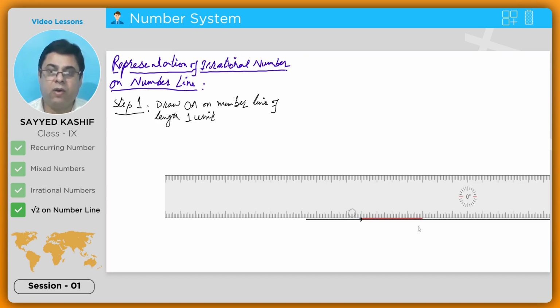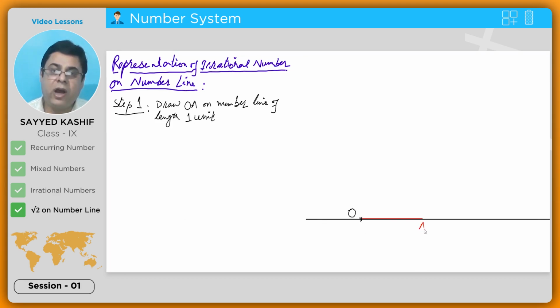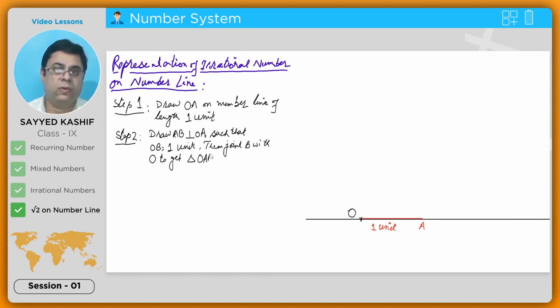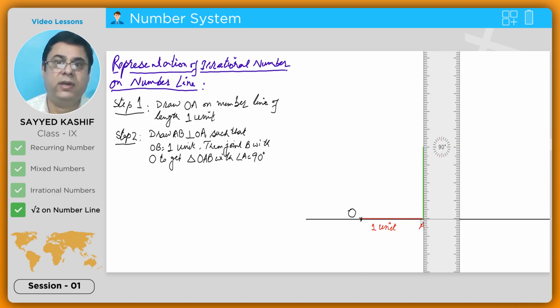Remember it. Now on A, we draw a perpendicular AB such that AB is also equal to 1 unit. That is, in that case, both OA and AB are of 1 unit. AB is perpendicular to OA. In the next step, we join B and O. That is, we come up with a triangle OAB, a right angle triangle OAB with right angle at A.